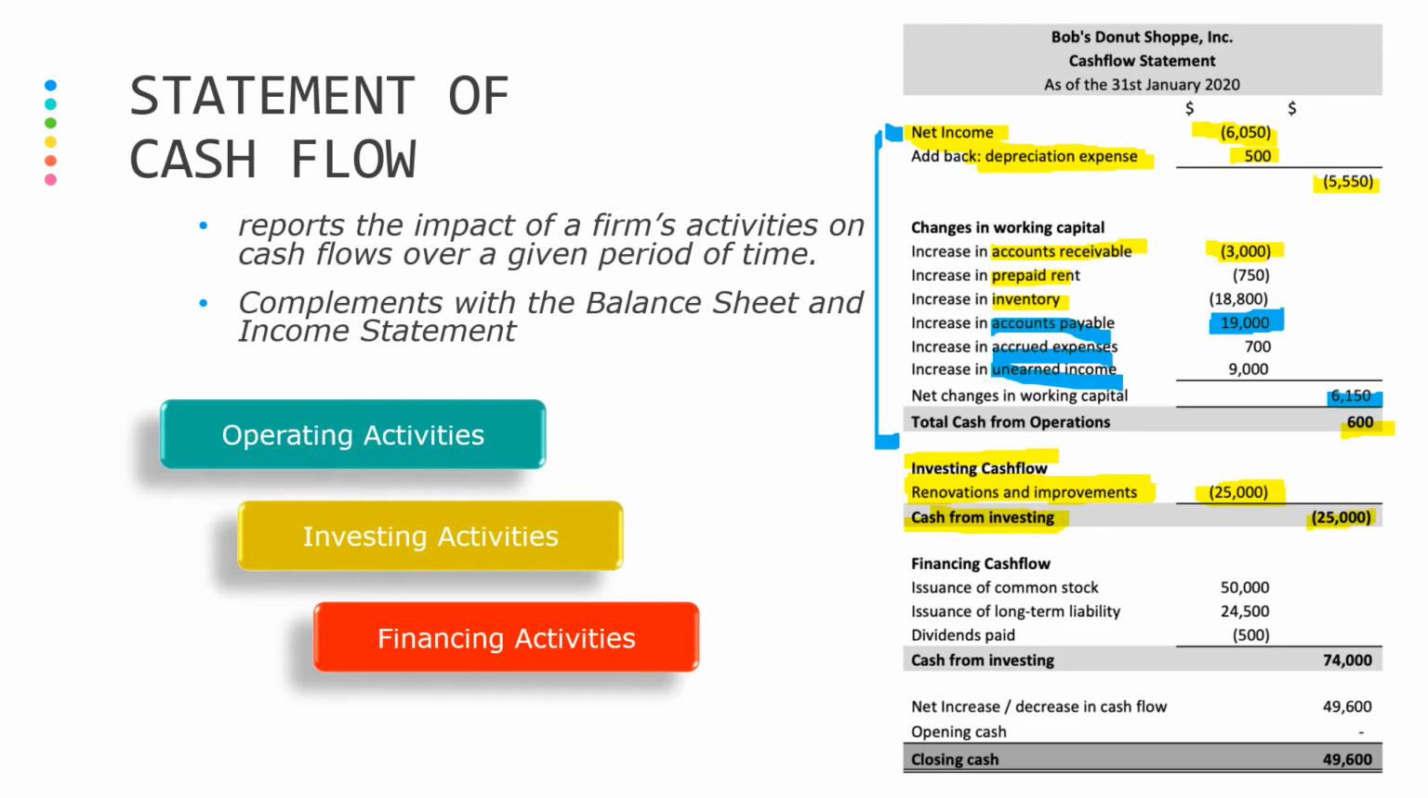Now, there is a cash inflow for investing activities if there is a sale of equipment or a sale of a fixed asset or long-term asset. So here in this example, it only has a cash outflow for the renovation and improvements of the company. Okay, next are the financing activities.